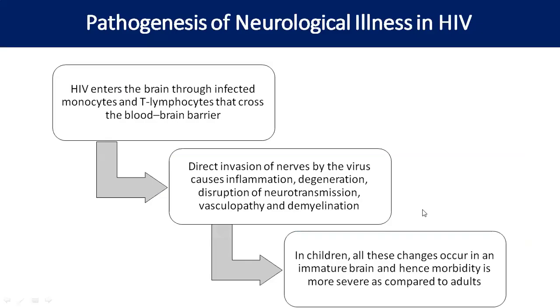The next system involved is neurological comorbidities. If you look at how the neurological system is involved, the virus enters the brain through infected monocytes and T lymphocytes that cross the blood-brain barrier, which leads to direct invasion of the nerves by the virus, causing inflammation, degeneration, disruption of neurotransmission, vasculopathy, and demyelination. In children, these changes occur in an immature brain, and hence the morbidity is far more severe as compared to the adult counterpart.